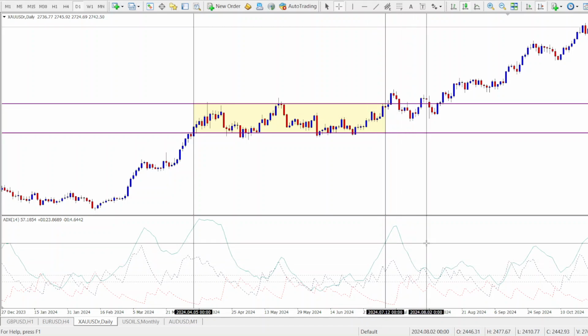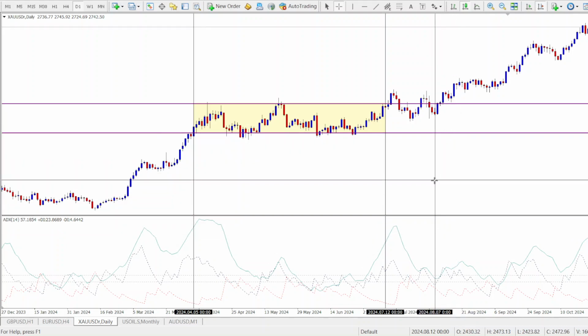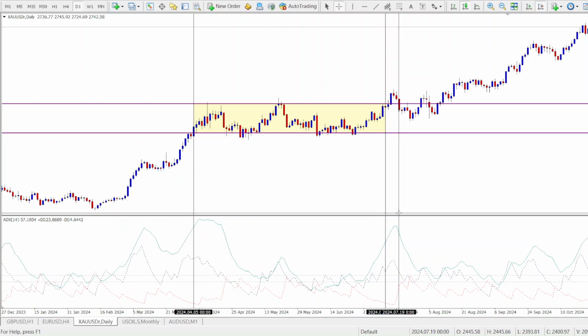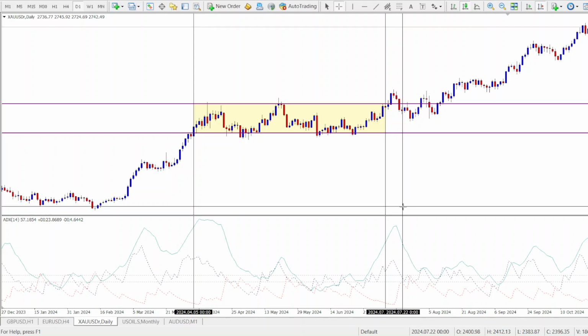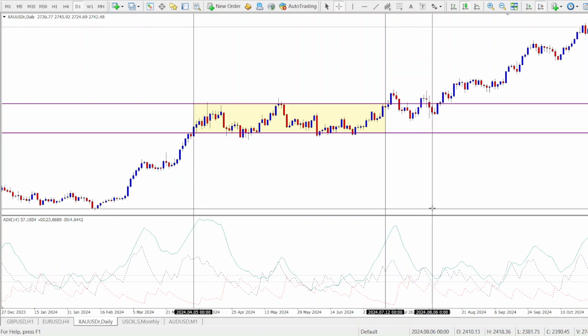Basically, if you spot a breakout and the ADX is above 25 and rising, it must be rising, that's usually a solid confirmation of trend strength. Remember though that the ADX only tells you the strength, so always check price direction before jumping in.